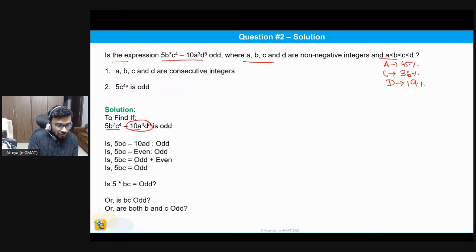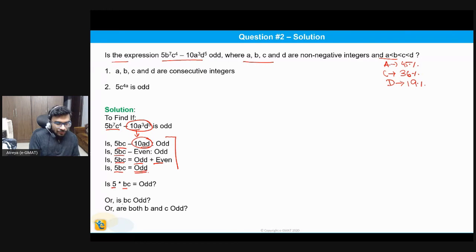Another thing to note, before that step, is that powers do not affect the even-odd nature, and that is the reason why we have written it here. We have just converted b to the power 7 c to the power 4 into b times c, and a to the power 3, d to the power 5 in terms of a and d. So again, this is even. So I write 5b times c minus an even number, and I need to check whether that is odd or not. So the question is asking whether 5b times c is odd plus even, or essentially whether 5b times c is odd or not.